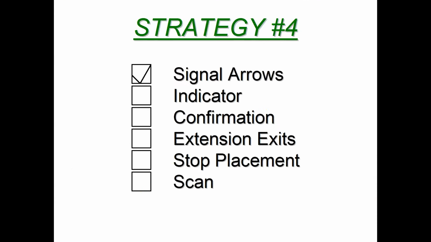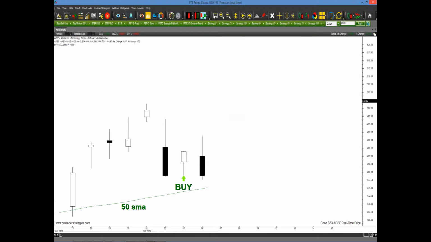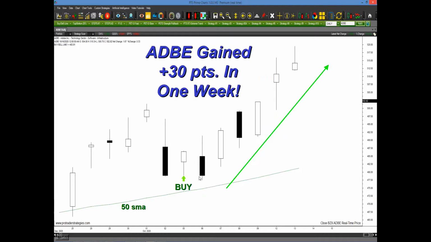And as we check our work, signal arrows, we see that yes. So we could have bought here. Now, a lot of students will say, but Steve, look what happened on the very next bar. Well, you're not stopped out yet using our standard stop placement. You're still in the trade, and ultimately, the stock gained 30 points.